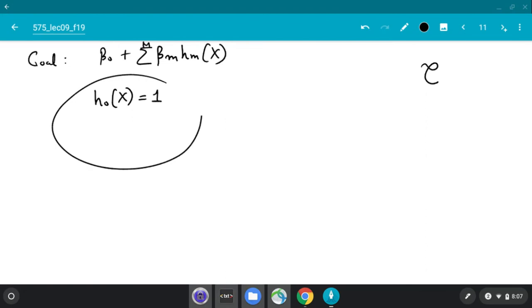So I'll put this function in a set script M. Okay, so what is script M? It's going to be a bunch of functions where I'm going to keep adding more and more functions. Starting point is just a constant function. Now I need to figure out what is the next set of functions to add. So it's an iterative procedure.